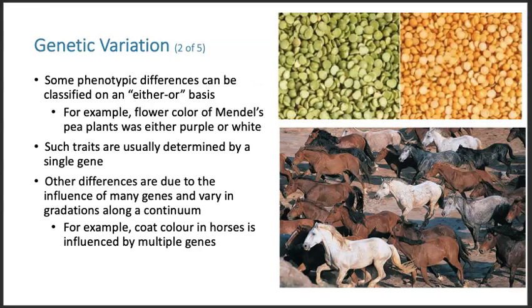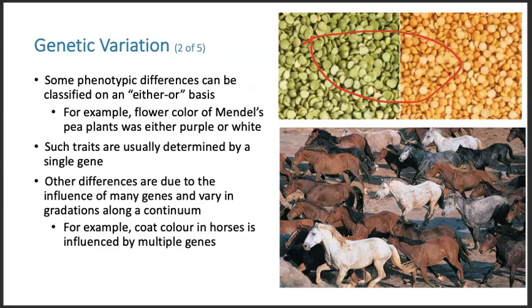Some phenotypic differences can be classified as either/or. Remember when we were studying Mendel, we had either green or yellow, right? When we were doing those labs. It was true for every trait that Mendel studied. But usually, that's very common, those kinds of traits are determined by a single gene.